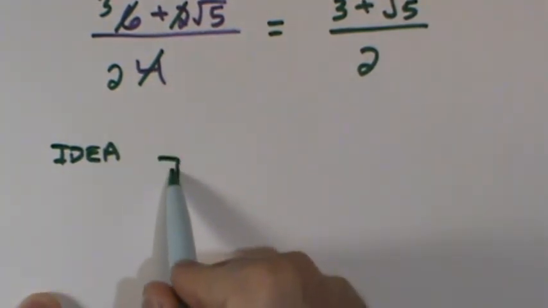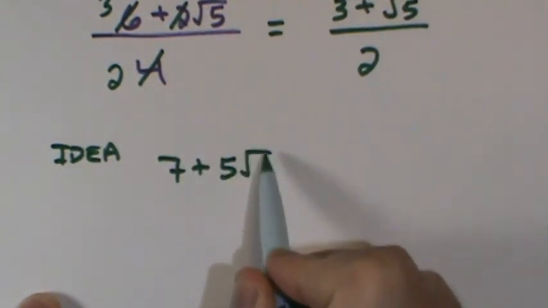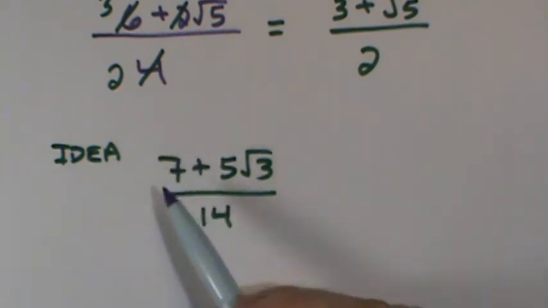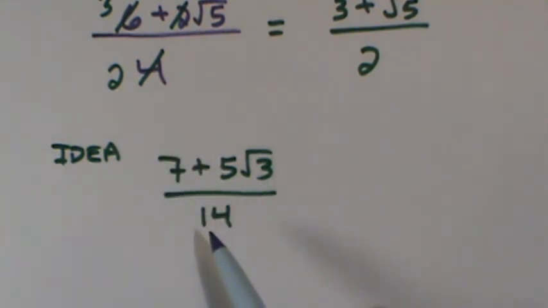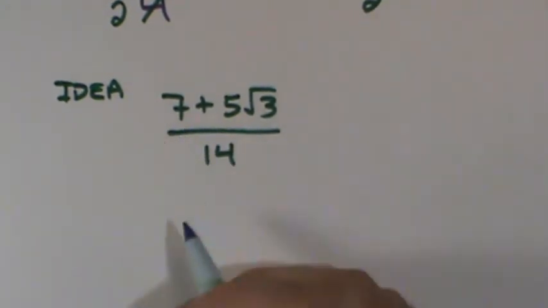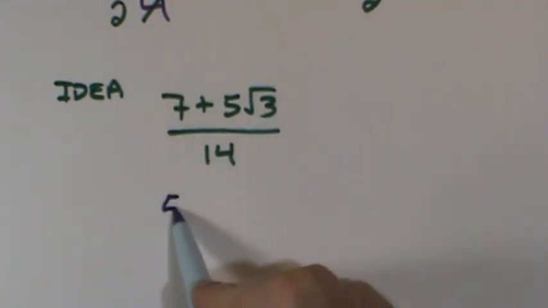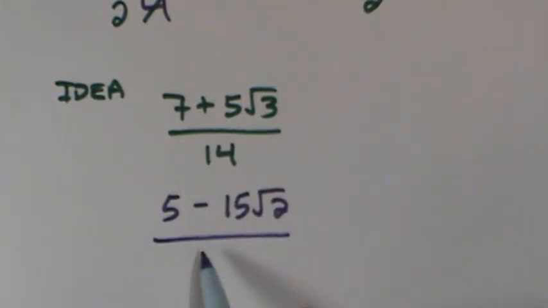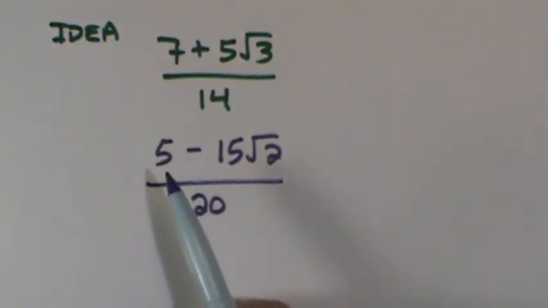Say I had 7 plus 5 rad 3 over 14. Some of you are going to feel like you need or you have to cancel here the 7 and 14. You're not allowed to. It has to be all or none. And so another example, if I said I had 5 minus 15 rad 2 over 20, when I see this situation, I recognize that I can take a 5 from each and every part. I am expected to do that. I have to do that.